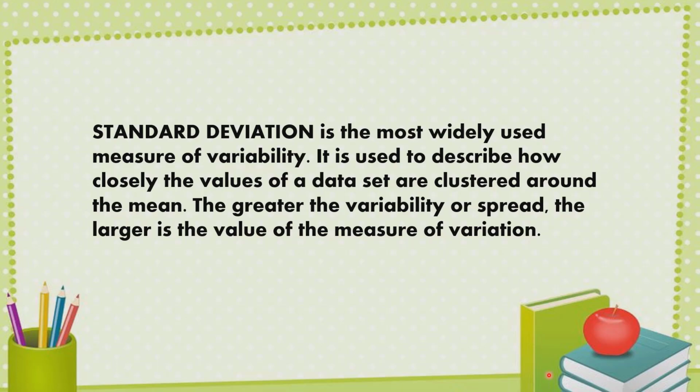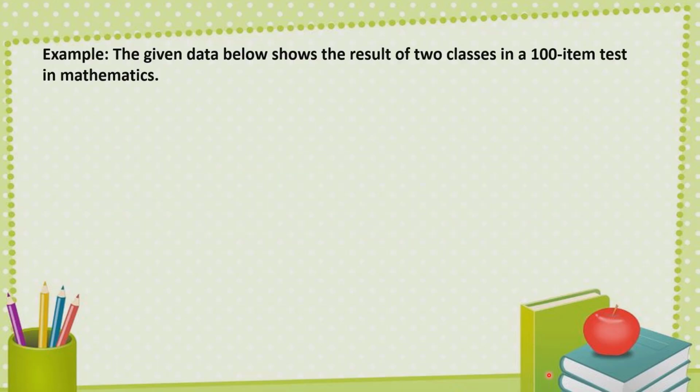Standard deviation is the most widely used measure of variability. It is used to describe how closely the values of a dataset are clustered around the mean. The greater the variability or spread, the larger is the value of the measure of variation. For example, the given data below shows the result of two classes in a 100-item test in mathematics.